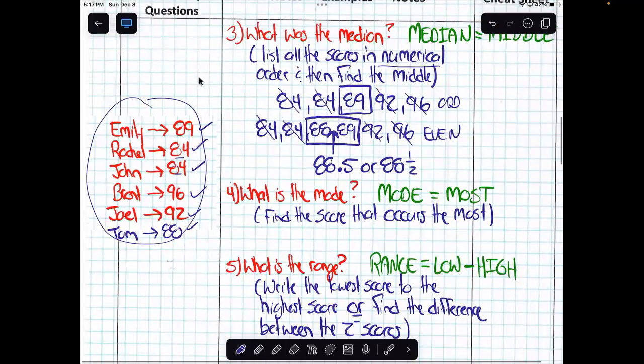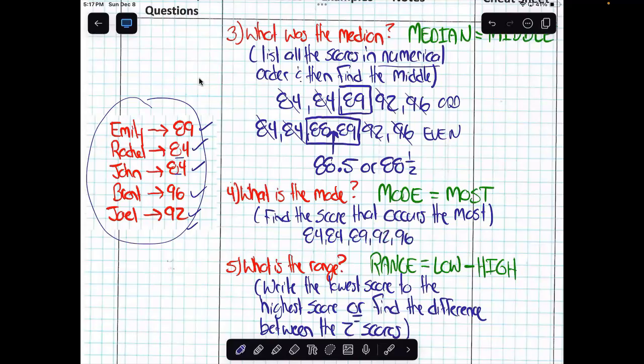Mode is probably the fastest and the easiest, so we're going to get rid of Tom's data here. We're going to keep the 5 that we started with. To find the mode, we find the score that occurs the most. So again, if I list all of my data out, I have an 84, an 84, an 89, a 92, and a 96. Pretty simple to see that 84 occurs twice here. So our mode would be an 84 because 84 occurs the most.